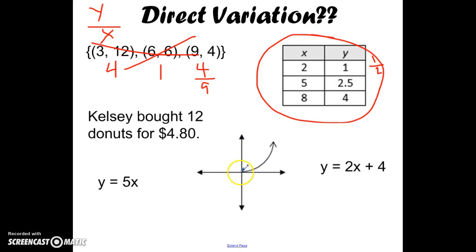Looking at this graph, here's my origin. So we did talk about the origin. However, it's not straight. It's not varying directly.